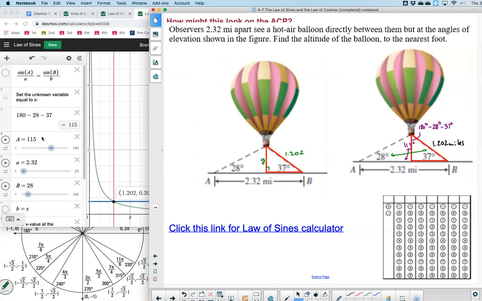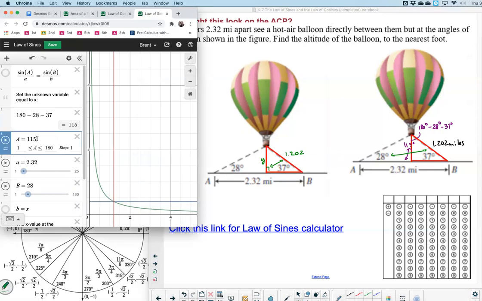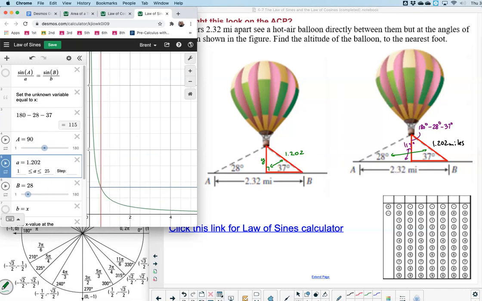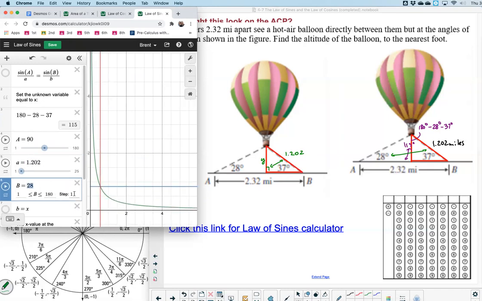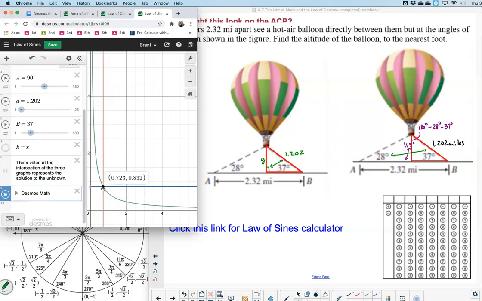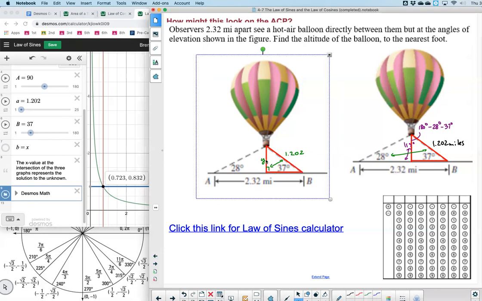So now I want to come up here and say my completed set is the 90. And by the way, you could use sine because I have a y in the hypotenuse, but I'll just stick with the law of sines for now. My angle is 90 degrees. My side length is 1.202. My other angle for B is 37 degrees, and this intersection will give us our y, our height. It says it's 0.723. Now that's in miles. I forgot to write that miles there.